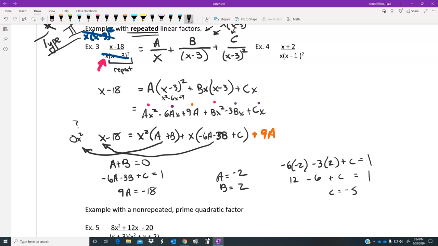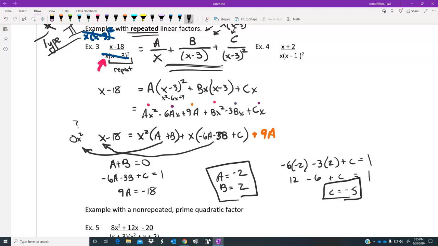And now you have all the components that are necessary to write the partial fraction decomposition with all of these coefficients back up here in the original, which would be negative 2 over x plus 2 over x minus 3 and negative 5 over x minus 3 quantity squared. And that would be your partial fraction decomposition.